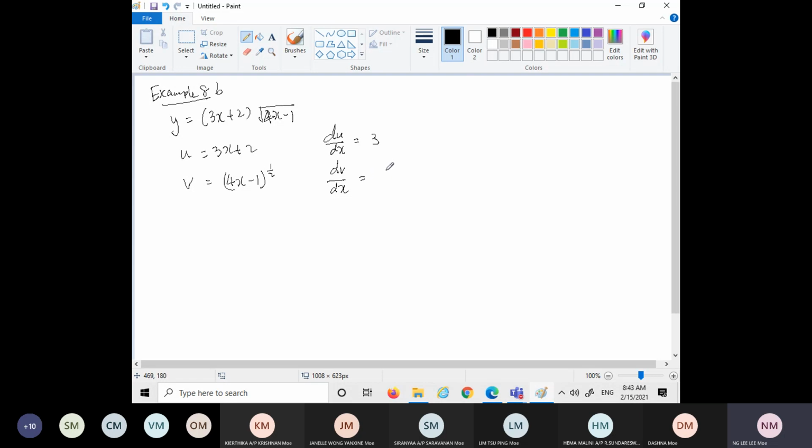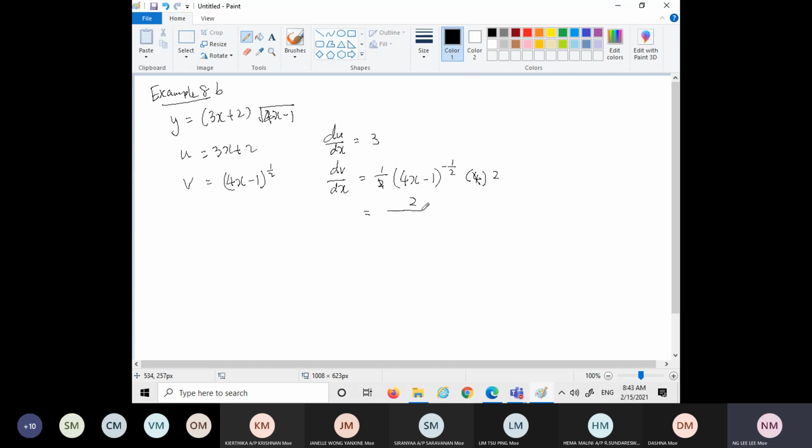Be careful a little bit. This one is more complicated. So bring down the power, the half, then 4x minus 1, the power minus 1. So half minus 1, you get negative half. Then differentiate the one in the bracket. So 4x, you will get 4. Then the minus 1, you get 0. Then here, this one you can cut. So you get 2. Oh, very complicated.